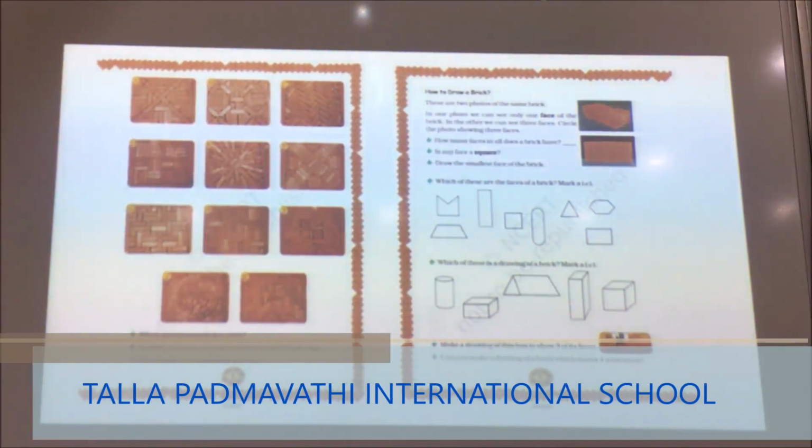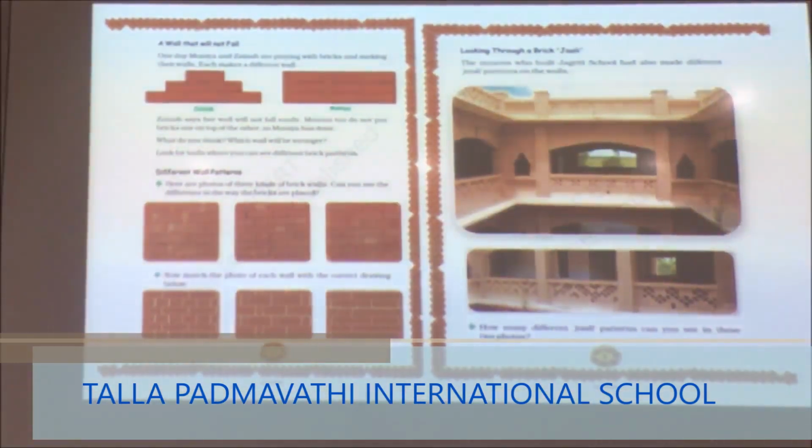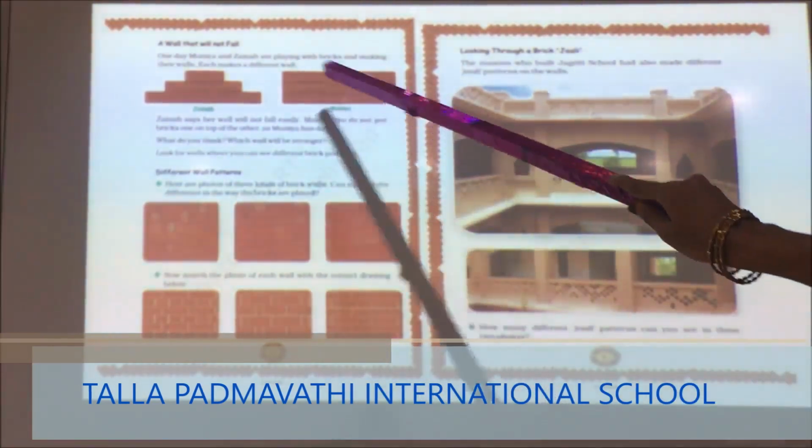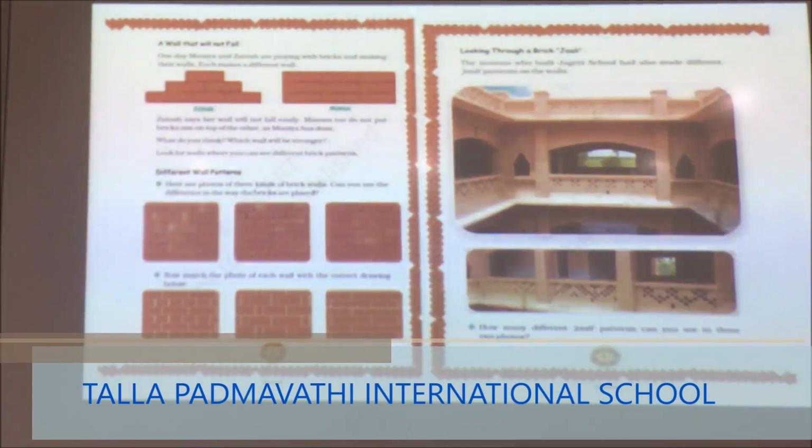Now let us learn the next topic. Here we are going to learn about a wall that will not fall. One day Munia and Zainab are playing with bricks and making their walls. Each makes a different wall by a different arrangement of the bricks. So here you can see the wall made by Zainab is this one and the wall made by Munia is this one. The arrangement of the bricks is different in both the walls.